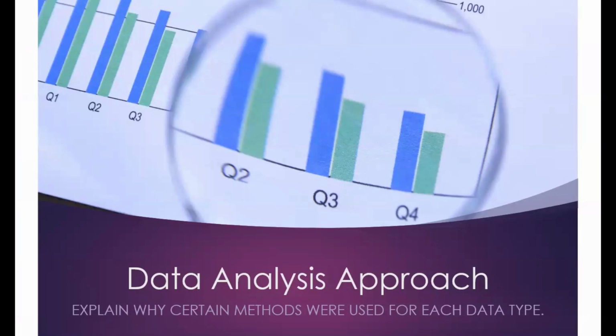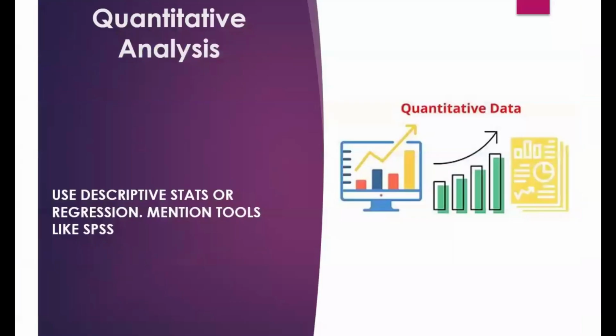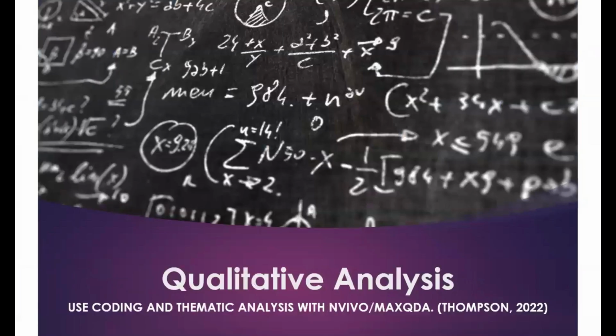The next step is the data analysis approach. You're going to explain why certain methods were used for each data type. That's in the data analysis approach section. So for quantitative analysis, use descriptive statistics or regression or other statistical tools. Mention the tools such as SPSS. Whatever tools that you use for your quantitative research, you have to provide that information, provide the details. Okay?